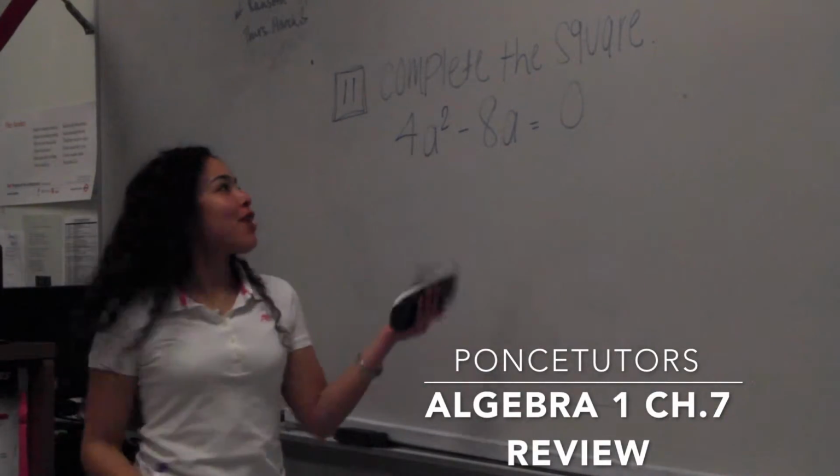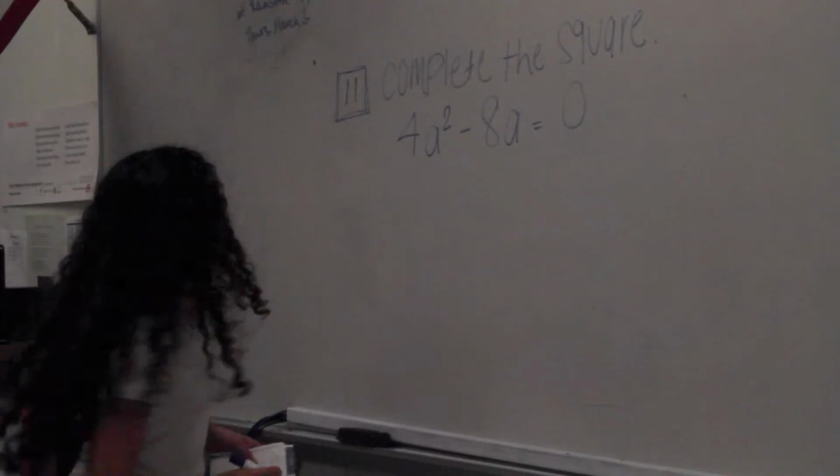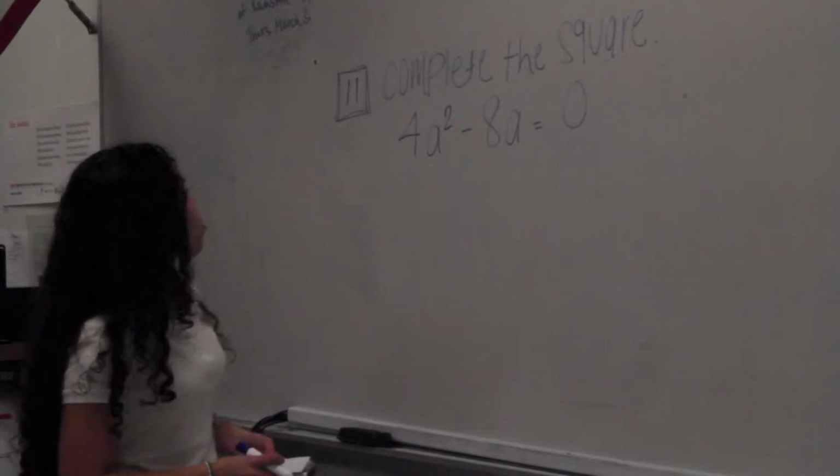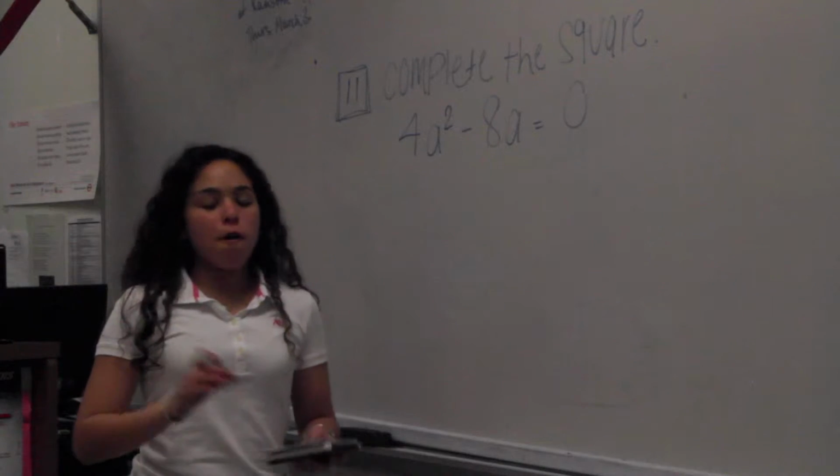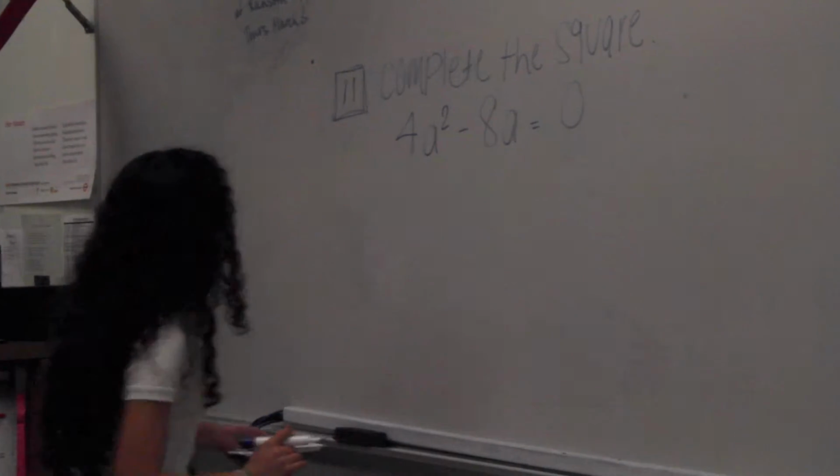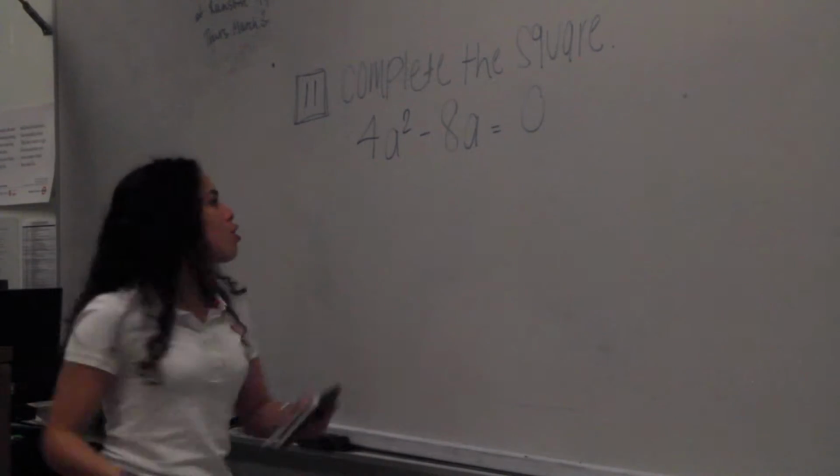We're going to learn how to factor by completing the square. So we are going to be doing question 11 out of your homework of end of course review, chapter 6. And so let's begin. So how do we start?